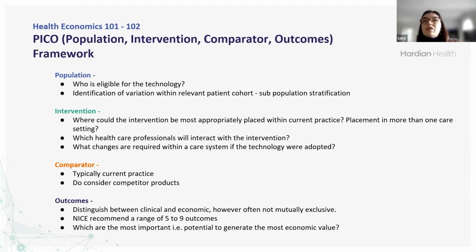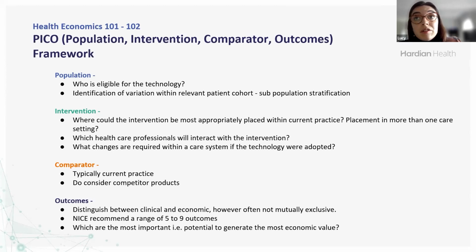And then when it comes to the intervention, we really need to consider where the intervention is most appropriately placed within current practice. This is because the structure of the model, as we'll see when we move on to the modeling slides, is really predicated on care pathways and best clinical practice. So it's really important for us to understand exactly where the technology sits within that care pathway, to then understand how those care pathways are going to change and how the value of that technology is generated.